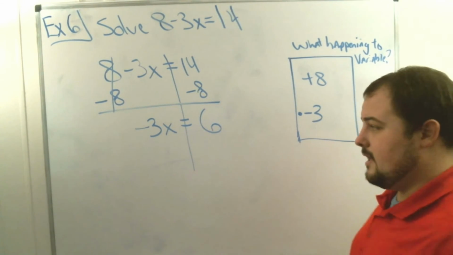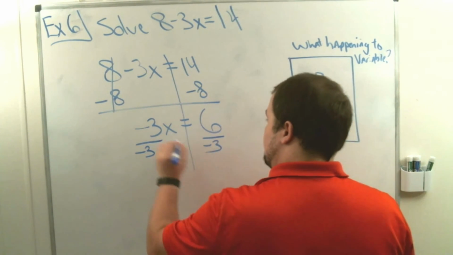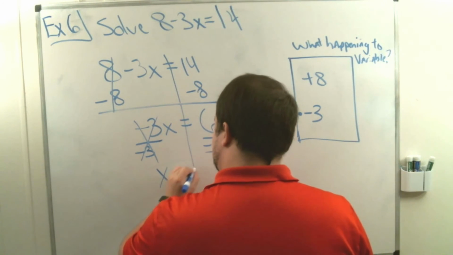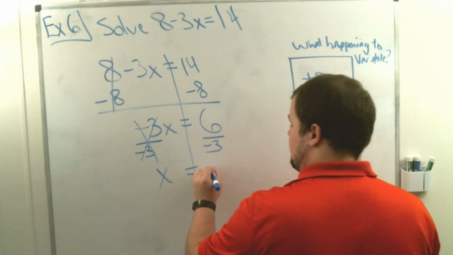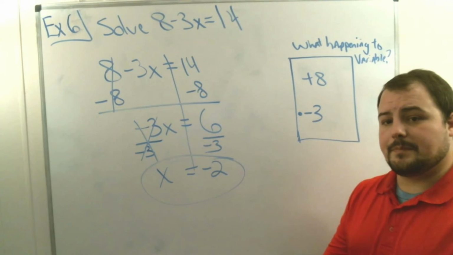Now, if we want to solve for x, all we've got to do is divide by negative 3, divide by negative 3, and we get x equals 6 divided by negative 3, that's negative 2. And that's my solution to this problem.